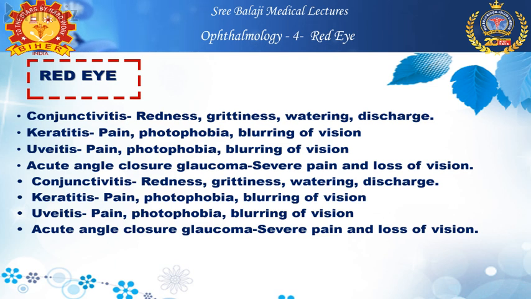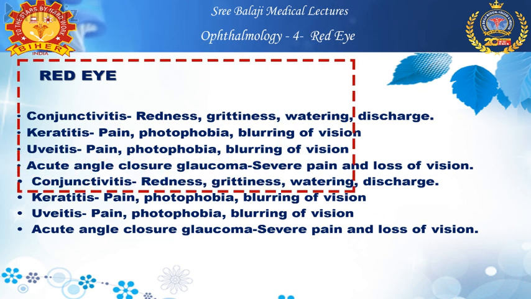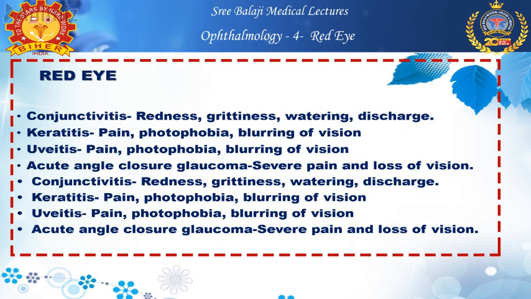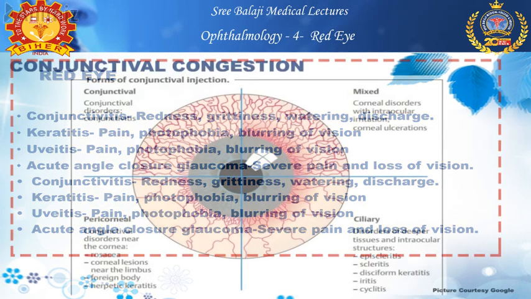So what are the common symptoms that the patient presents with? In case of conjunctivitis, the patient presents with redness, grittiness, watering and discharge. In case of keratitis, the patient usually presents with pain, photophobia and blurring of vision. And in case of uveitis, again, the patient presents with pain, photophobia and blurring of vision. Whereas in acute angle closure glaucoma, the patient presents with severe intolerable pain and loss of vision.